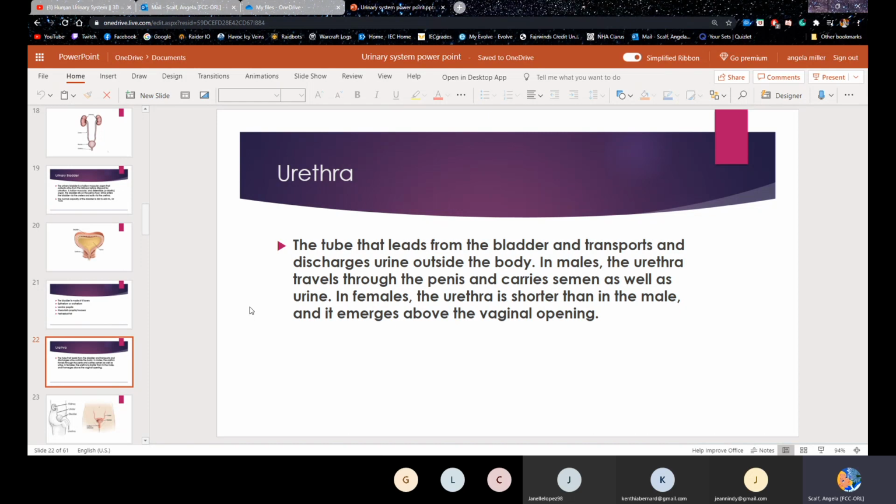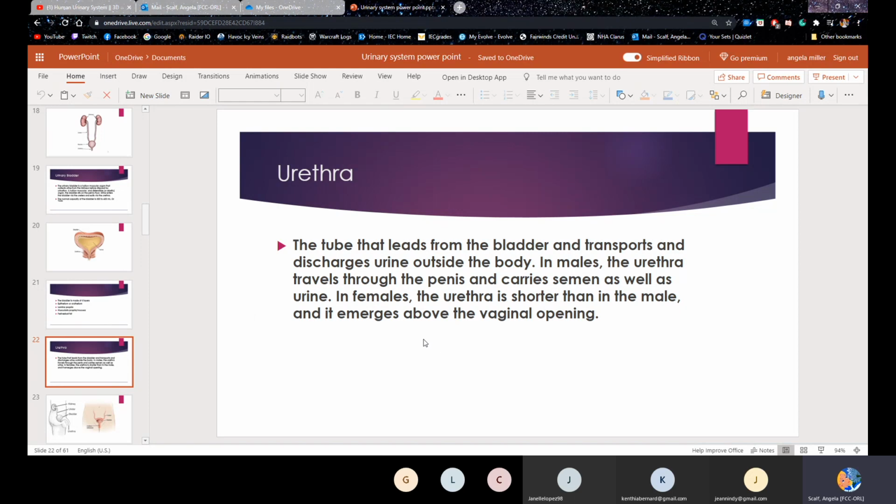Now, men don't have to worry about that because their urethra is long and attached through the penis, so when they poo, they don't have to worry about the penis and the urethra coming in contact with feces, right? So that's the difference.